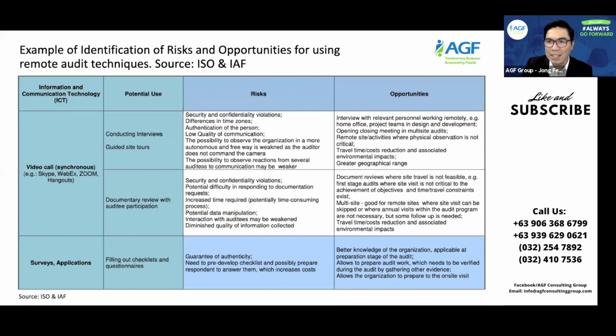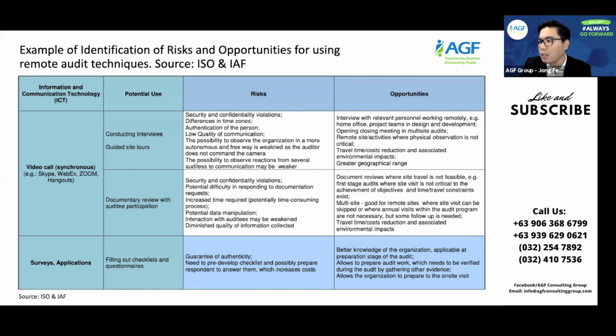You can easily do that in a remote audit. So this time around, you don't have to be on site. You just have to send the link, and that's it. So you can also do multi-site, good for remote audits, where site visit can be skipped, or where annual visits within the audit program are not necessary. Like I said, the typical travel time, cost reduction, and associated environmental aspects or impacts are just one of the opportunities there that we can get.